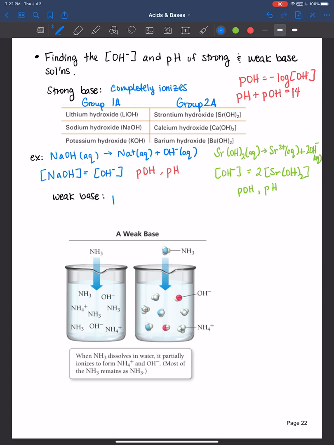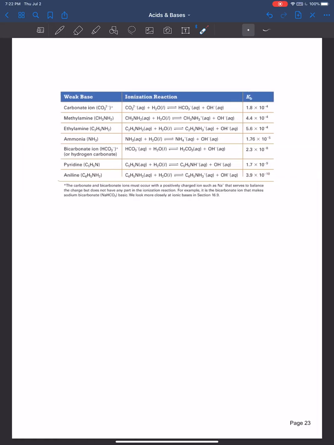Now with weak bases, they partially ionize. And as we see here, ammonia and its derivatives is like the classic example of a weak base. We can see in our beaker that we have several of the ammonia still intact and just a little bit of dissociation taking place in the form of ammonium cation and the hydroxide anion. Now here's a table of some weak bases. It's not a comprehensive list, but it gives you an idea of some common ones we may run into, like the carbonate ion, methylamine, ethylamine, ammonia, bicarbonate, pyridine, and aniline. It also gives you the ionization reactions. You can see they have the production of the hydroxide as a very common product here, and then it gives you the list of the Kb values.